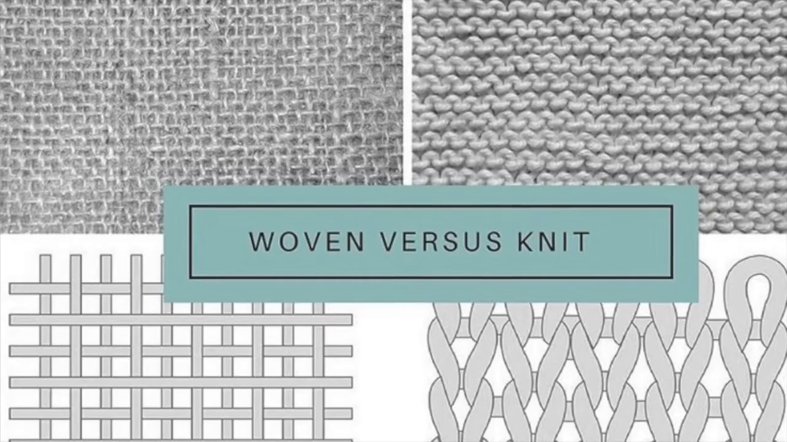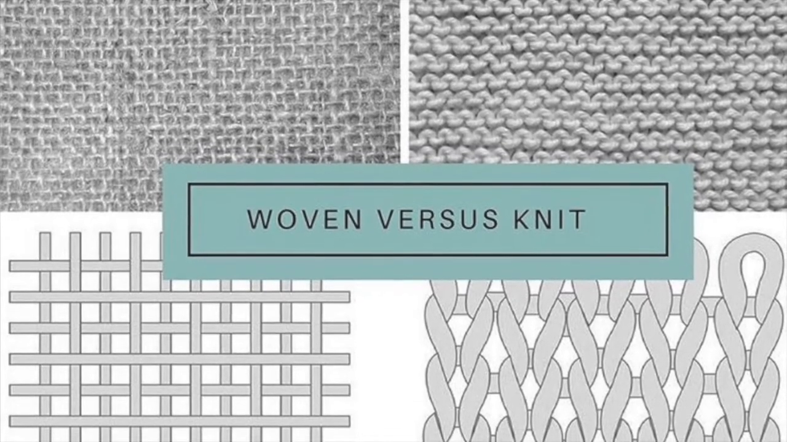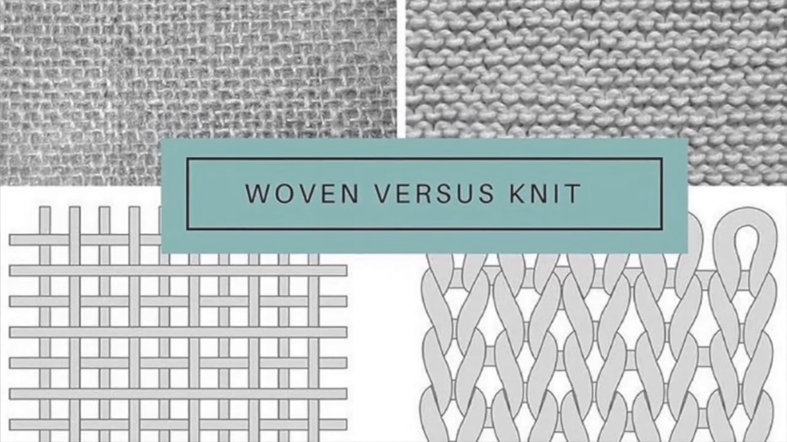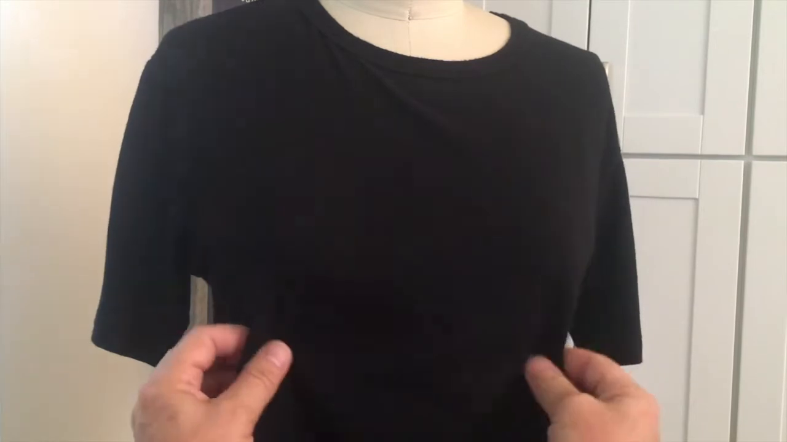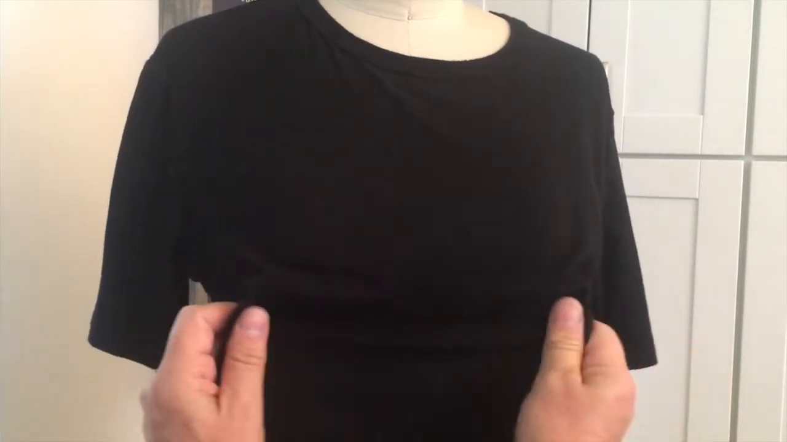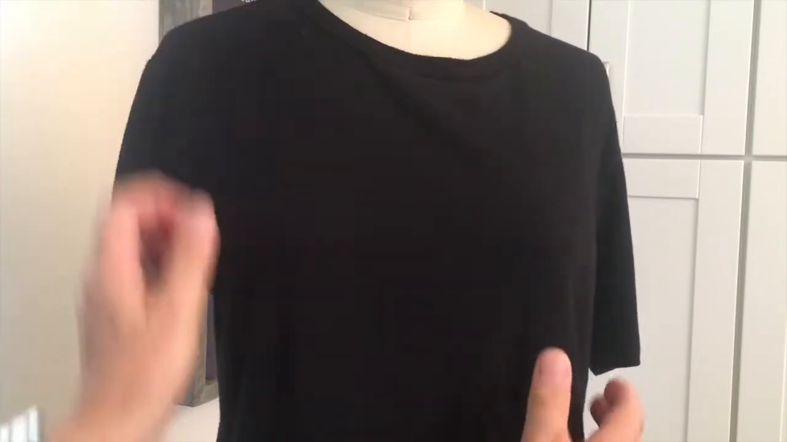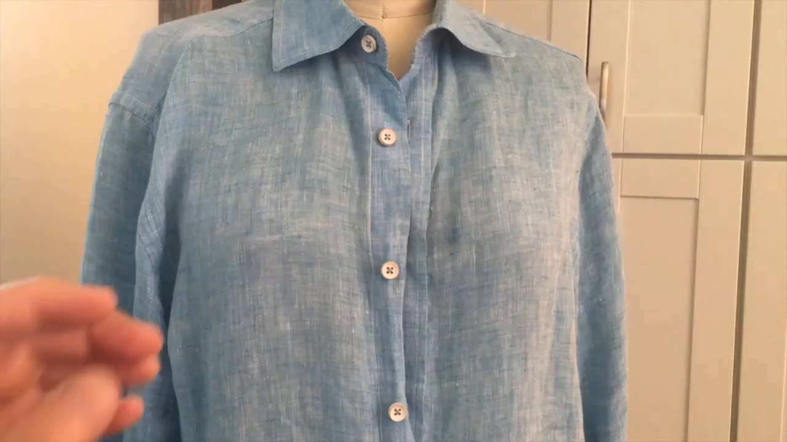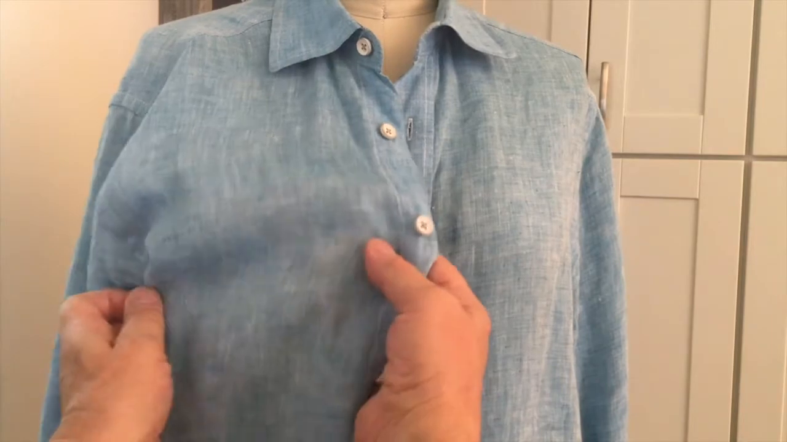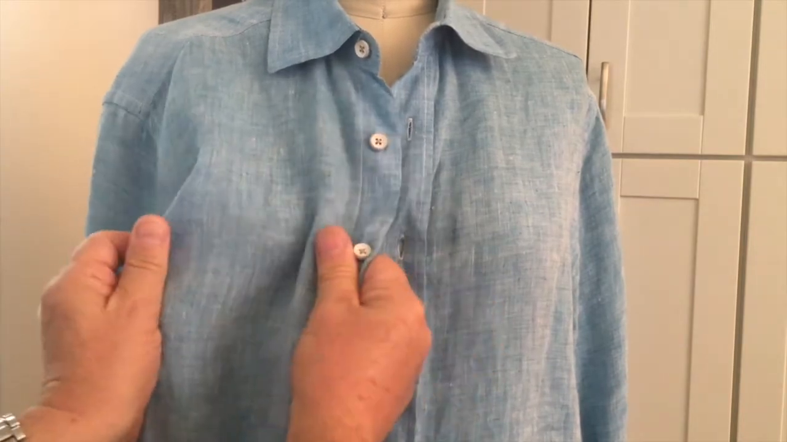Fabrics can be broken down into two categories. There are woven fabrics and knit fabrics, and they behave differently. A knit fabric, for example, like a t-shirt, if you look at a t-shirt and you stretch it sideways, you'll see that it stretches, whereas woven fabrics will not stretch.